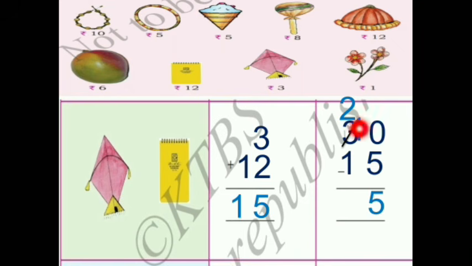Next we should subtract tens place digits. In tens place we have 2 and 1. 2 minus 1 is equals to 1. Therefore, 30 minus 15 is equals to 15. Therefore, 15 rupees left with us.